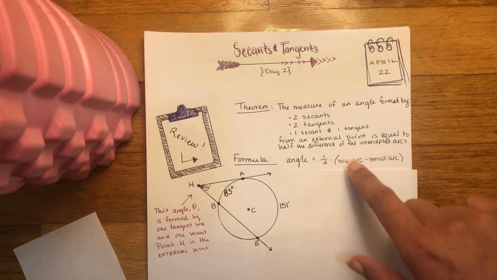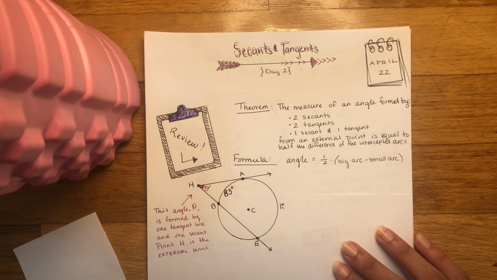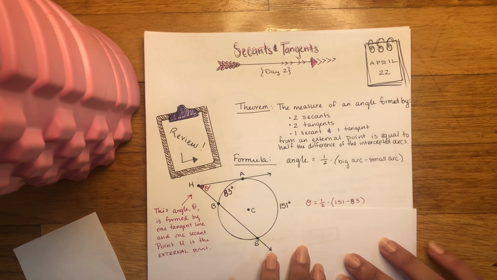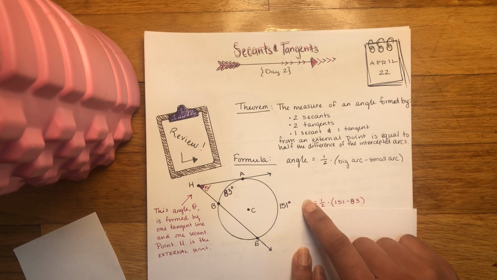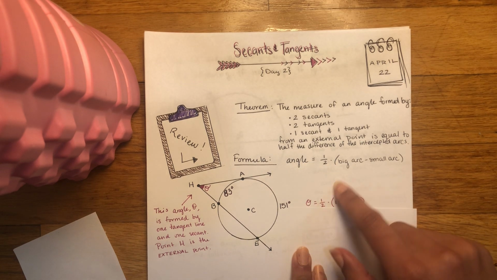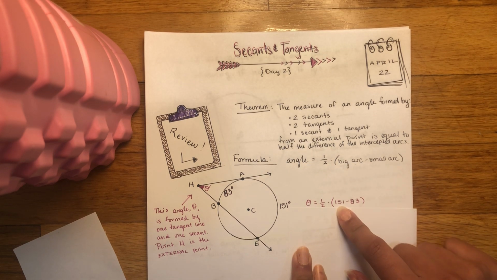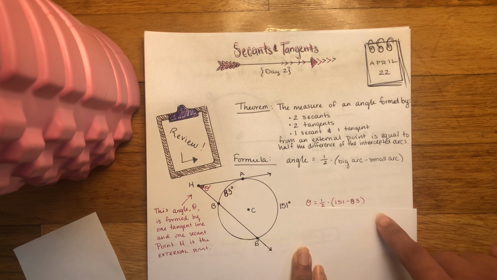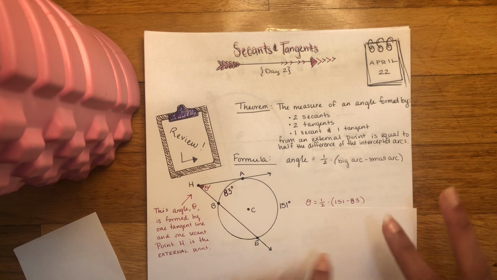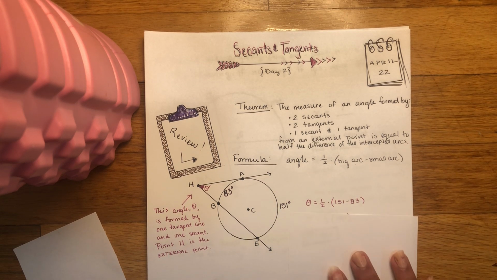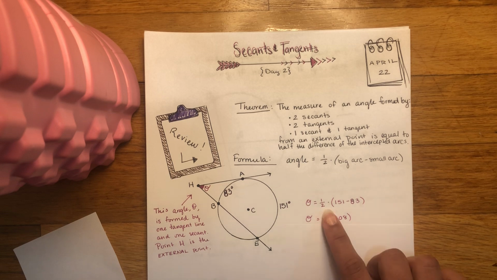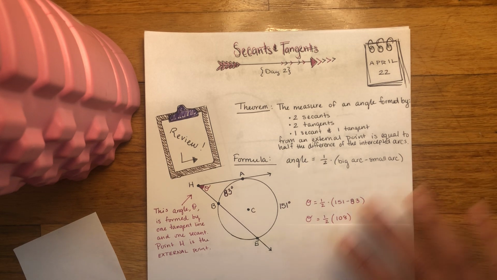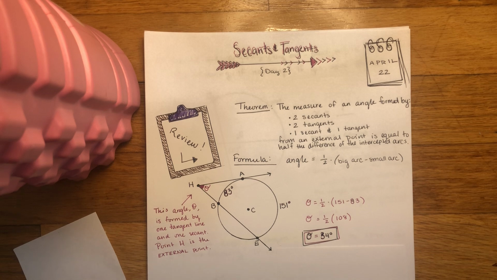So it's angle equals half big arc minus small arc, right? So our angle that we're talking about is theta. Half stays the same. Our big arc is 151. Our small arc was 83, and we just solve. So right now we're doing PEMDAS. This is an example of an easier problem. 151 minus 83 gives you 108. Then you do half times 108, or it's the same thing as 108 divided by 2, and you end up with theta equals 34.